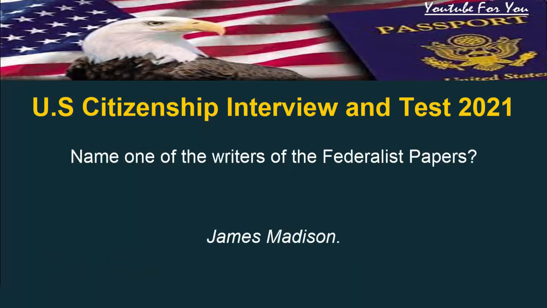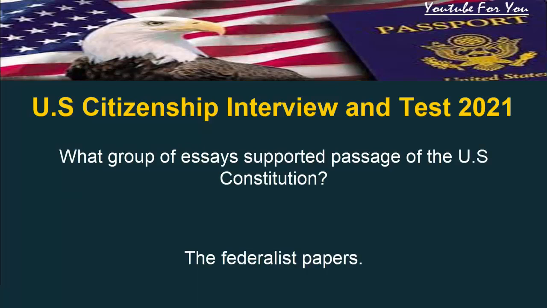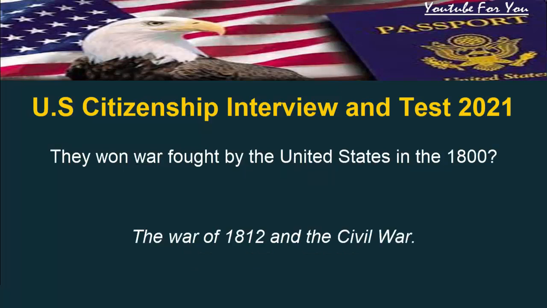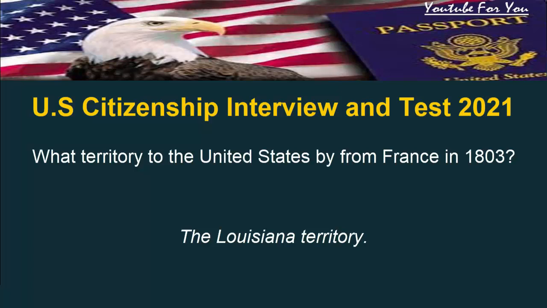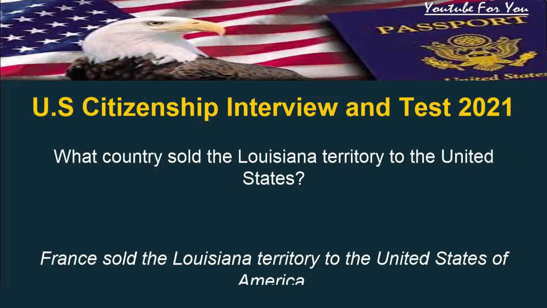Name one of the writers of the Federalist Papers. James Madison. What group of essays supported passage of the U.S. Constitution? The Federalist Papers. Name one war fought by the United States in the 1800s. The War of 1812 and the Civil War. What territory did the United States buy from France in 1803? The Louisiana Territory. What country sold the Louisiana Territory to the United States? France sold the Louisiana Territory to the United States of America.